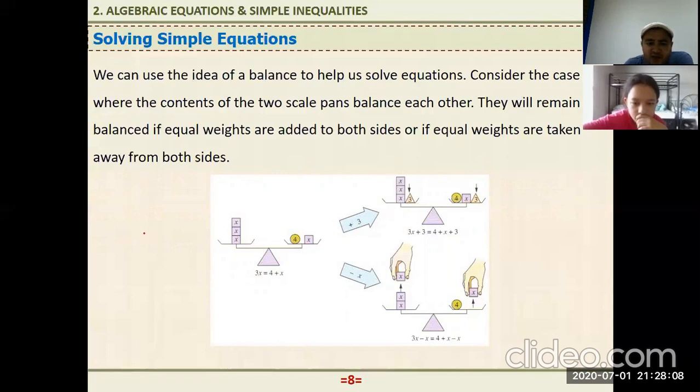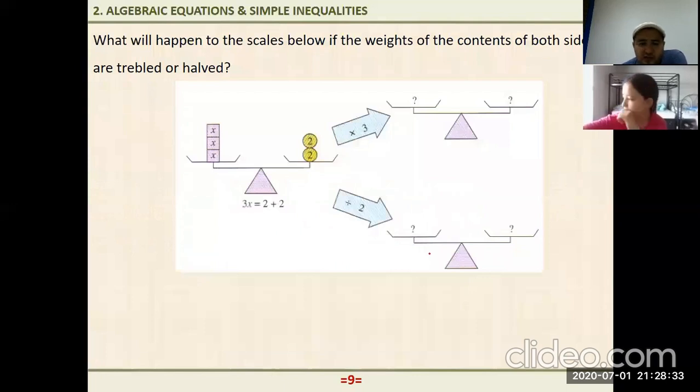That means that if you are given an equation and you add the same number to both sides, it does not change anything. It does not change the solution of the equation. How about if I remove the same thing from both sides here? Here I'm removing x, also x here. Still it will be balanced, right? That means that if you subtract the same number from both sides of the equation, it does not change the solution of the equation.